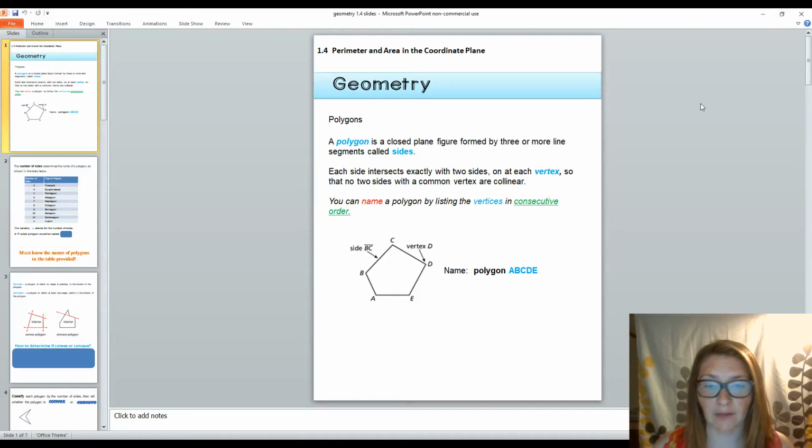How we name this polygon is we go in consecutive order, which means one right after another, and we tend to go in alphabetical order. So notice I named this polygon ABCDE. They are all capitalized letters. When we are naming, we still use capitalization for our letters.